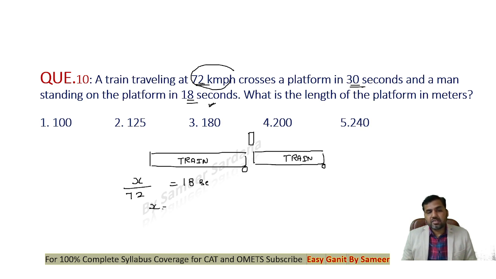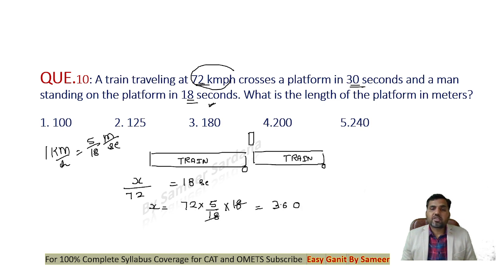So length of the train will be 72 km per hour, can be converted into meter per second by multiplying it by 5 by 18. Keep this in mind. 1 kilometer per hour is equal to 5 by 18 meter per second, right? Multiplied by 18 seconds. This get cancelled. So length of the train will be 360 meter, right? The length of the train you can see is 360 meter.